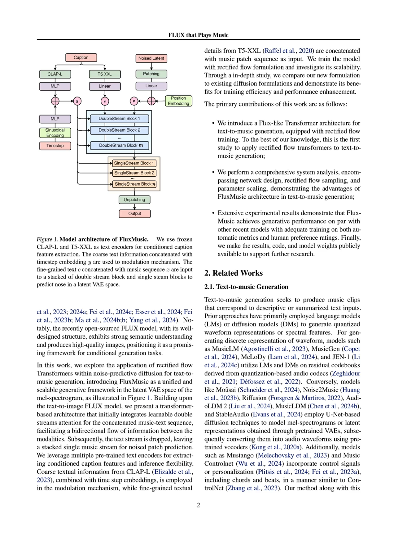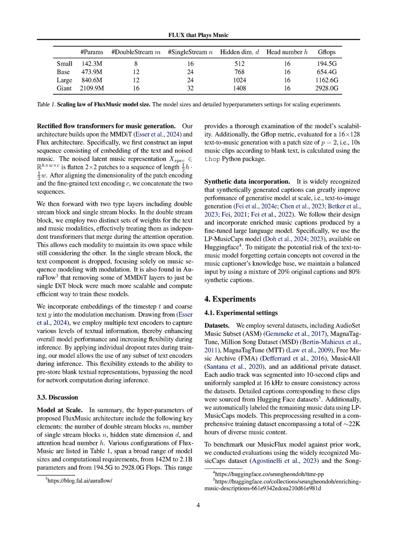The FluxMusic algorithm operates through a structured process that integrates both textual and musical modalities for text-to-music generation. Initially, it constructs an input sequence by embedding text and noised music, where the noised latent music representation is flattened into patches. The model employs a double-stream block architecture, allowing independent processing of text and music through distinct sets of weights, which merge during the attention operation.